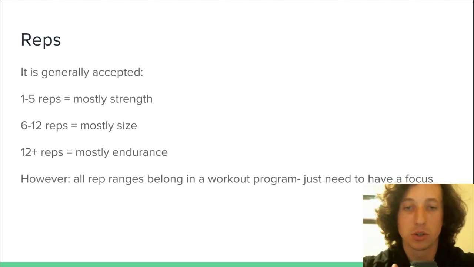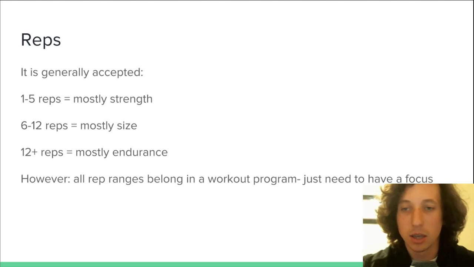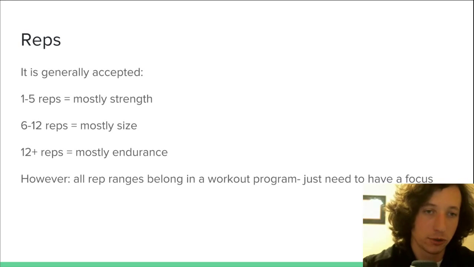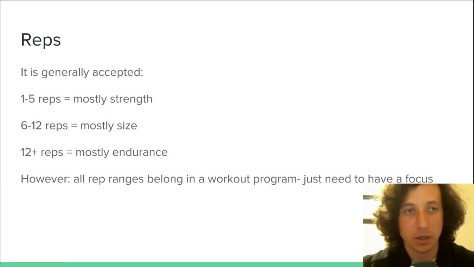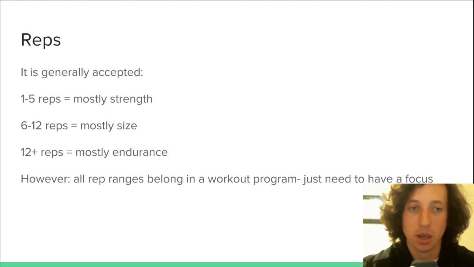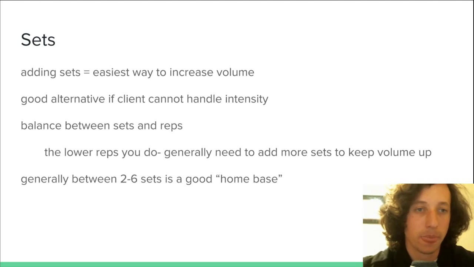So all rep ranges do belong in a workout program. You should take a holistic approach to doing this. You just need to have a focus. So if you have a focus of that workout and it's a mostly hypertrophy workout, yeah, like 70% should be in that 6 to 12 rep range, but it doesn't mean that it's a bad idea to do a couple of heavy 5 reps or maybe a couple burnout sets with a 12 plus rep range. Okay? Also, let's talk about sets.